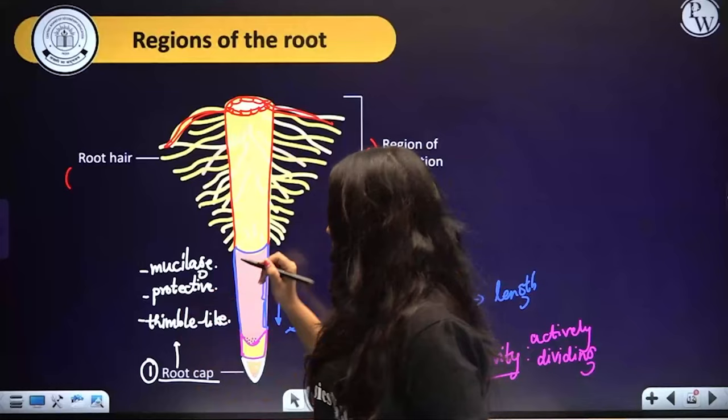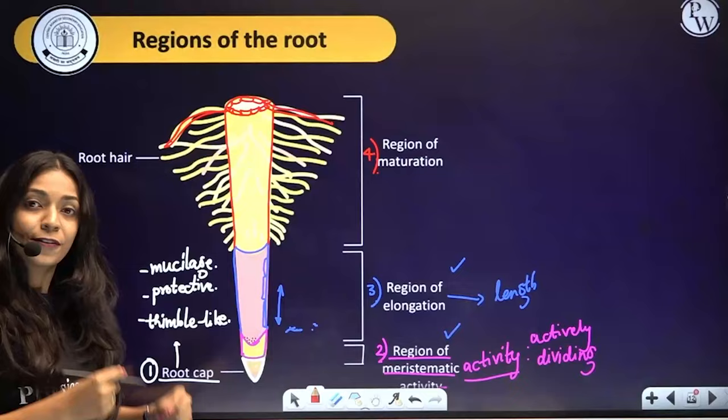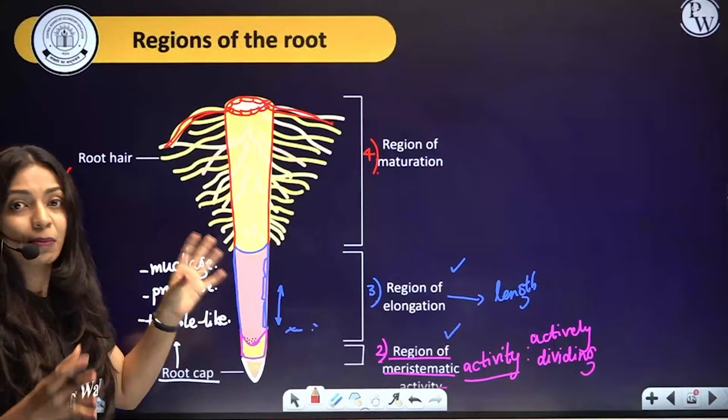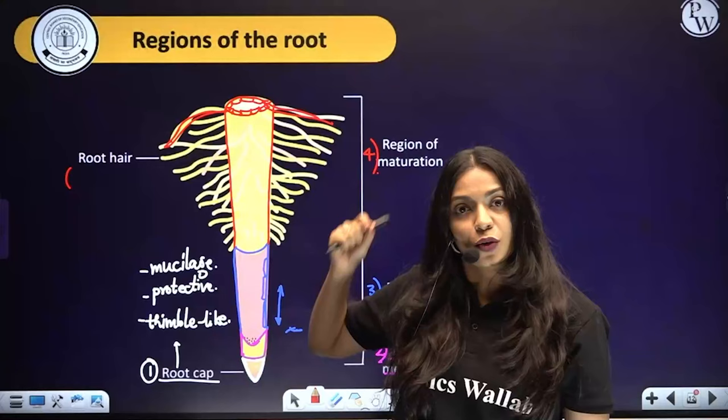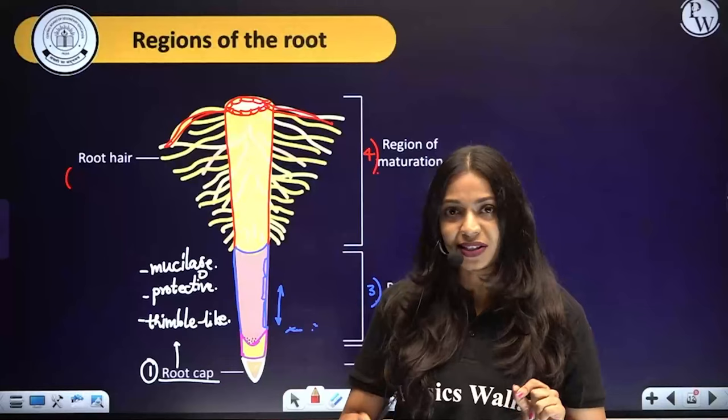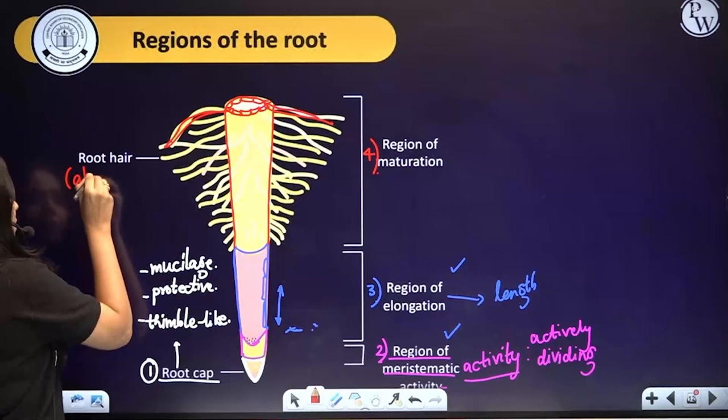Now, if the root did not have root hair, the surface area that would be available for absorbing the nutrients and water from the soil would be much lesser. Now that the root hair are present in this region, the region of maturation or the region of differentiation, what happens is, because of the presence of these root hair, the surface area that is available for absorbing water and minerals has obviously increased. So this region will help in absorption.